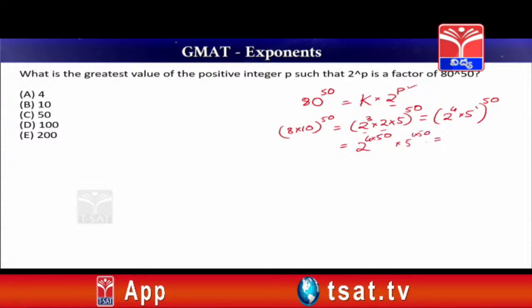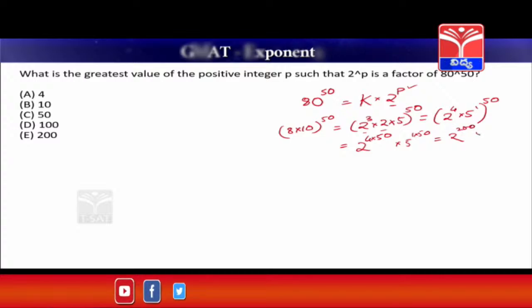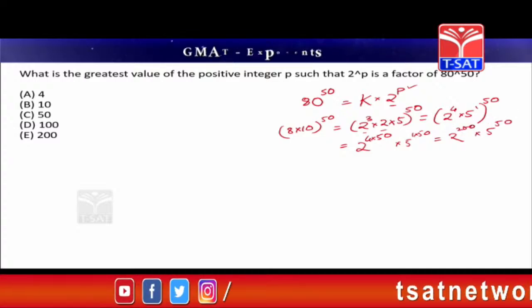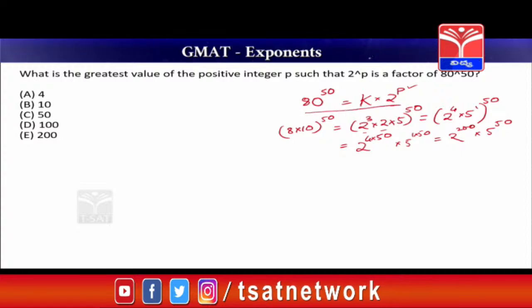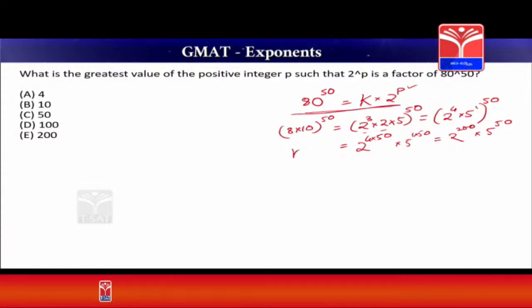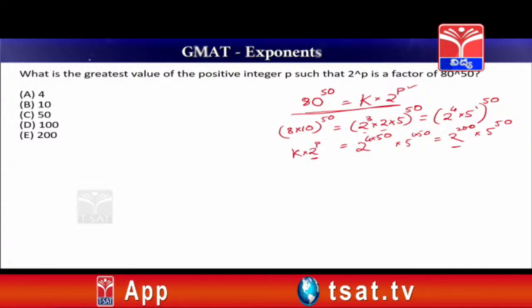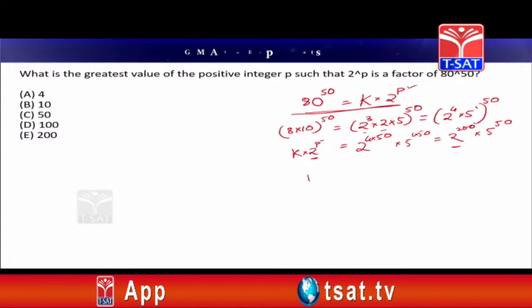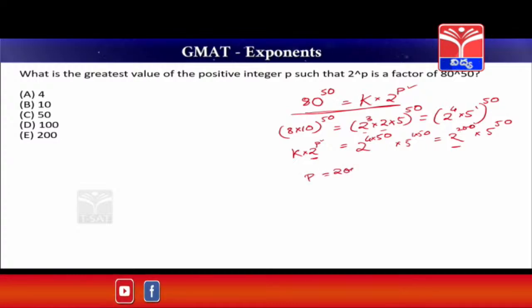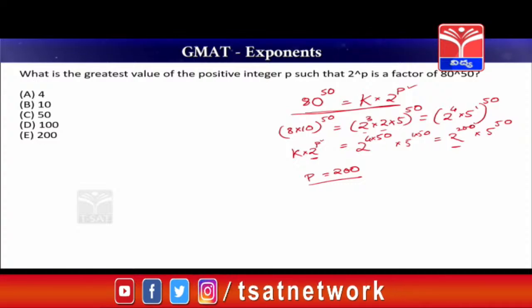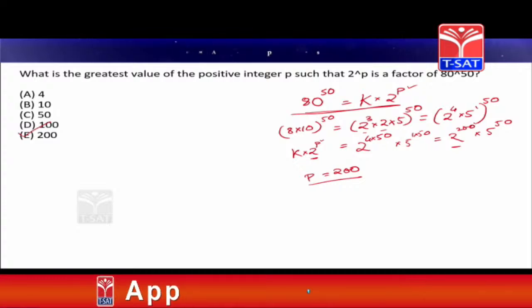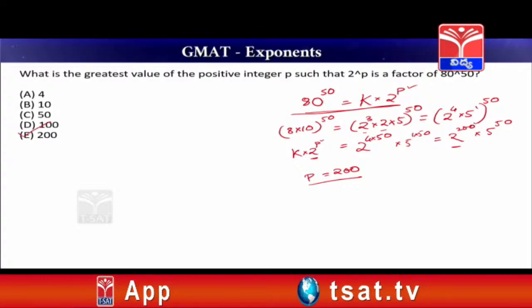So that is nothing but 2 to the power of 4 into 50, which is 2 to the power of 200, and 5 to the power of 50. This is equal to, now let's substitute that into this equation, k into 2 to the power of p. When the bases are the same, you can equate the powers. So p is equal to 200. This is the greatest value that p can take such that 2 to the power of p is a factor of 80 to the power of 50, so option E is our answer.